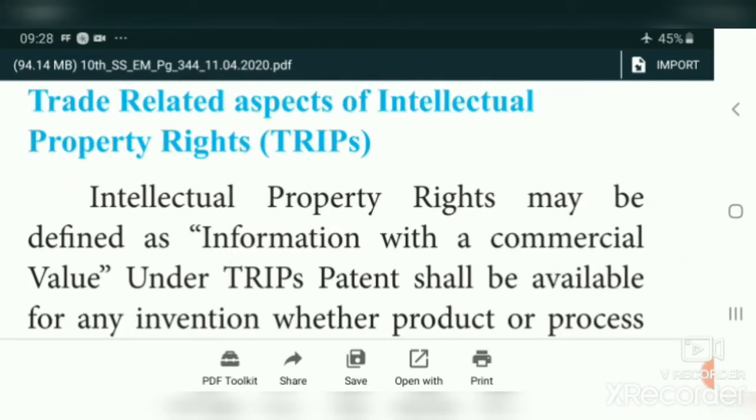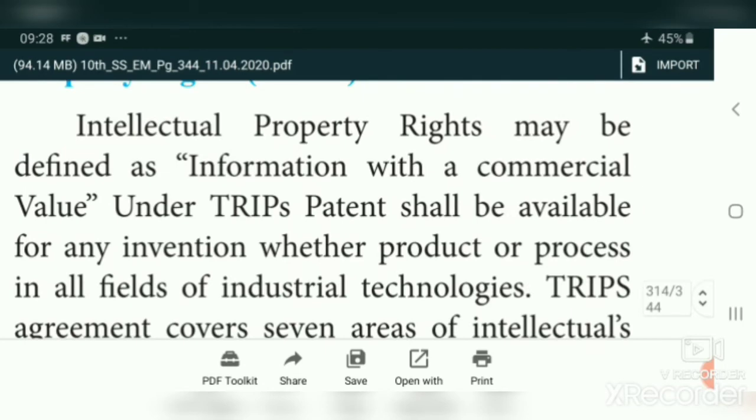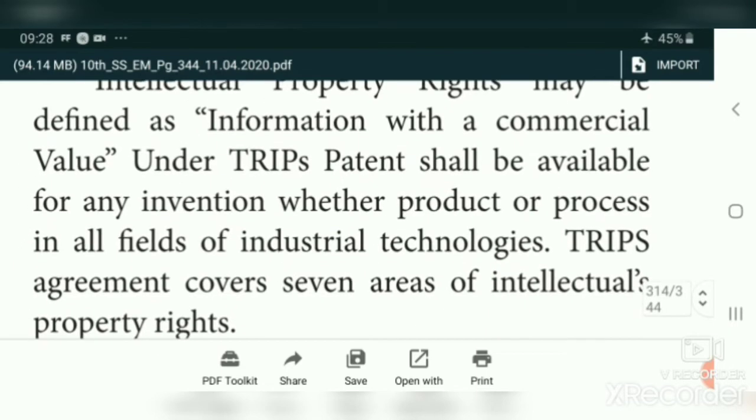Next, trade related aspects of intellectual property rights, that is TRIPS. Intellectual means knowledge. So with the knowledge we should gain economy. Knowledge with commercial value, this is what we call TRIPS. Intellectual property rights may be defined as information with commercial value. Under TRIPS, a patent shall be available for any invention, whether product or process, in all fields of industrial technologies.